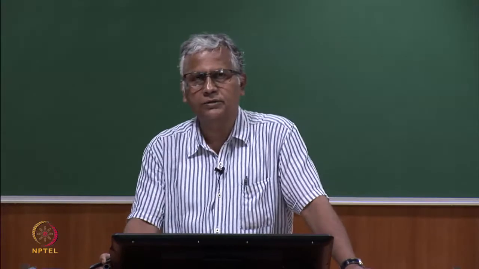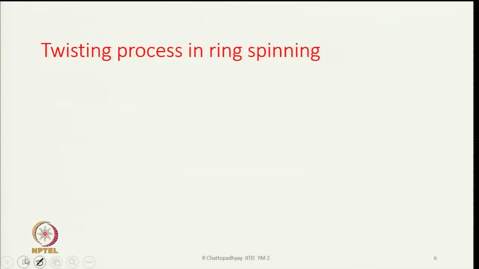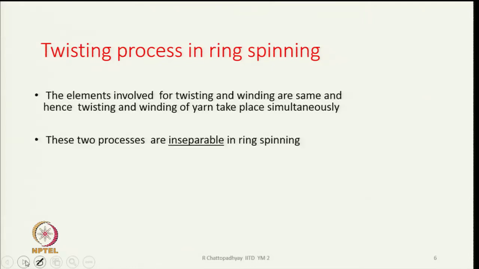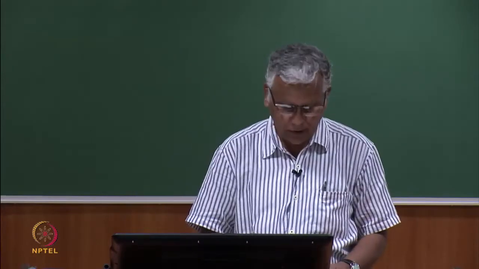Now, having understood this, we move on to the twisting process in ring spinning. How does twisting take place? The elements involved for twisting and winding are the same. You have to remember this, that in this particular technology, twisting and winding are actually simultaneously taking place using the same set of elements. Therefore, these two processes are inseparable in ring spinning. We cannot really separate them from each other. If I want to twist, I have to simultaneously wind also, or if I want to wind, the yarn will get simultaneously twisted also, because the same elements are used for twisting and winding. As you go through the lecture, you will be more and more clear.